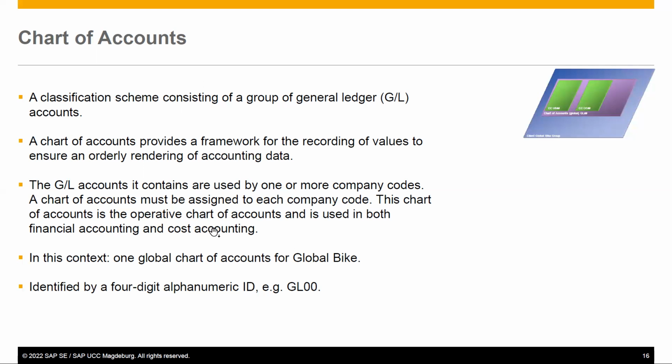Now, we have two types of accounting: financial accounting and cost accounting. When we say cost accounting, cost basically means expenses. Another name for cost accounting is managerial accounting. So managerial accounting and cost accounting are one and the same thing. So we have two types of accounting, financial accounting and cost accounting.